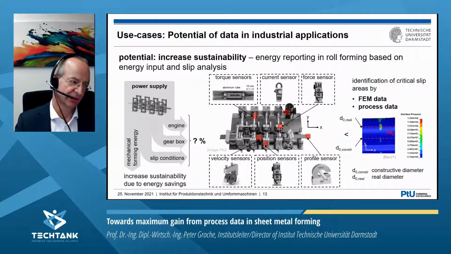And in several investigations, it was found that about 20 to 40% of the energy could be saved by adjusting slip conditions. This can be done, of course, in advance by finite element simulations. But even here, we have some uncertainties in the modeling and also, of course, in the boundary conditions, which we can use, for example, the stiffness or the state of our tools in the actual time state.